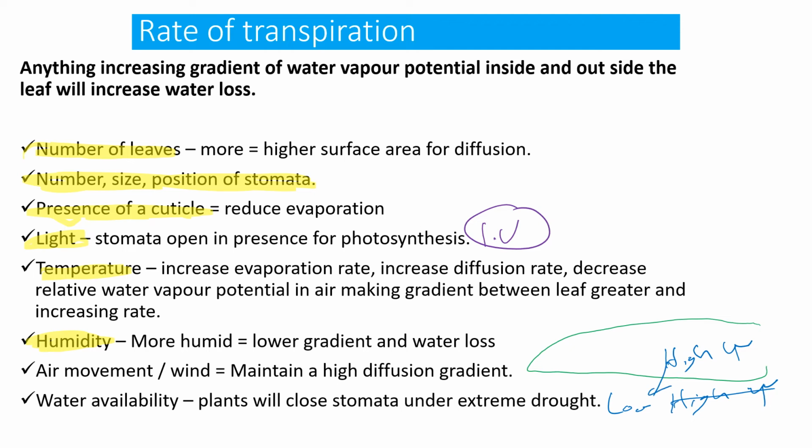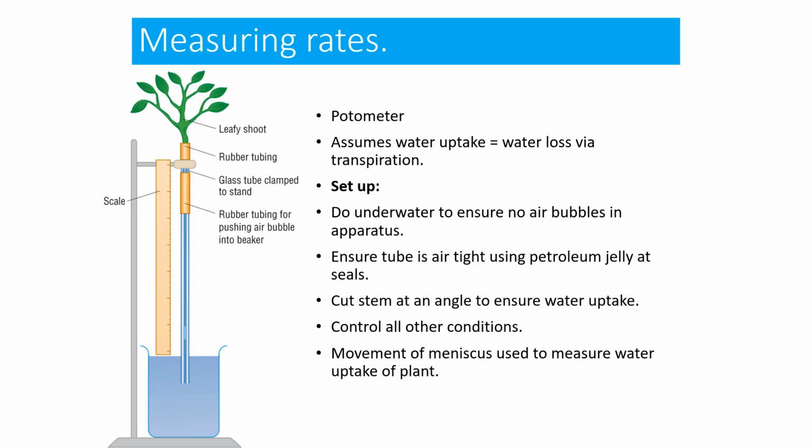Also, air movement and wind is important, because if you've got water collecting around the outside of the leaf, it will stop the diffusion gradient, but with wind, that water's blown away, and therefore it maintains that diffusion gradient. And water availability: if the plant has very little water, in extreme drought, it will close the stomata as a result. So how do we actually measure the rate of transpiration practically?